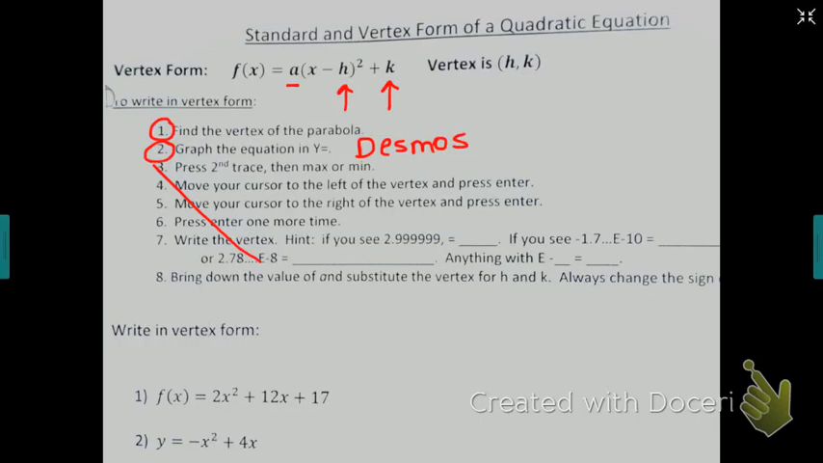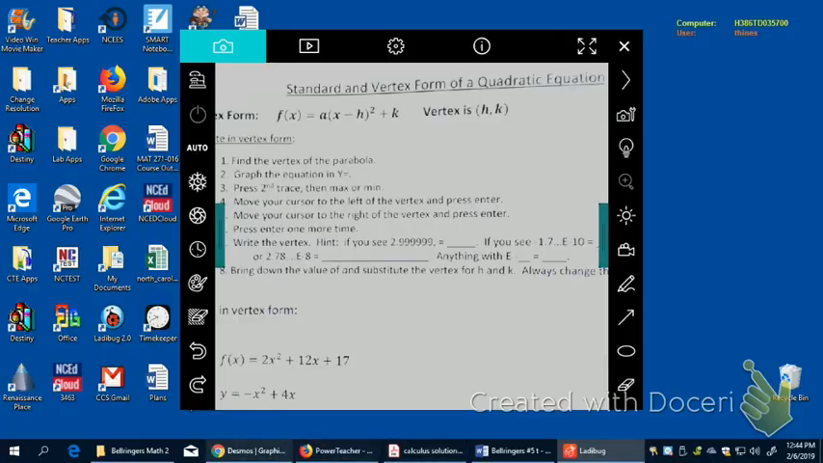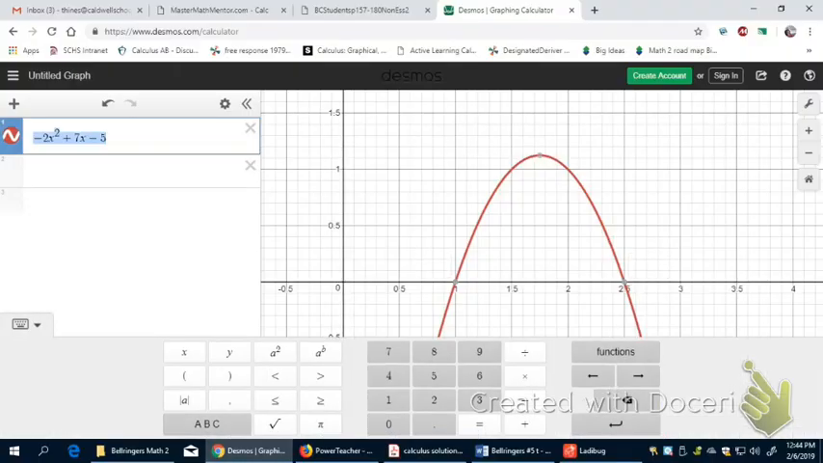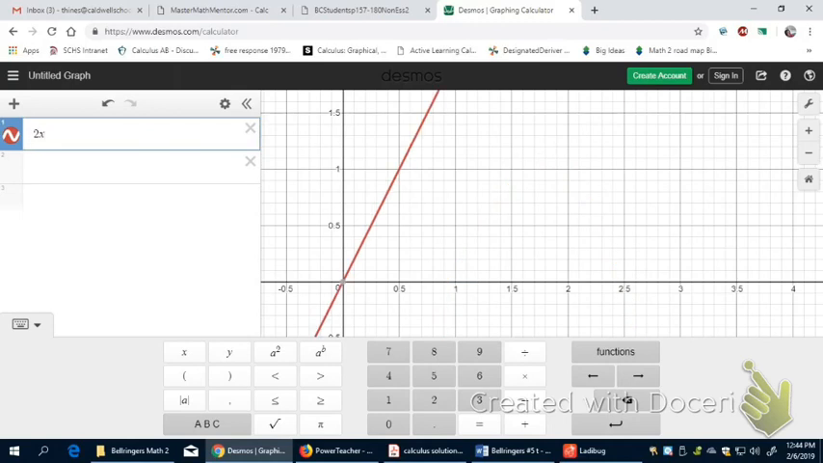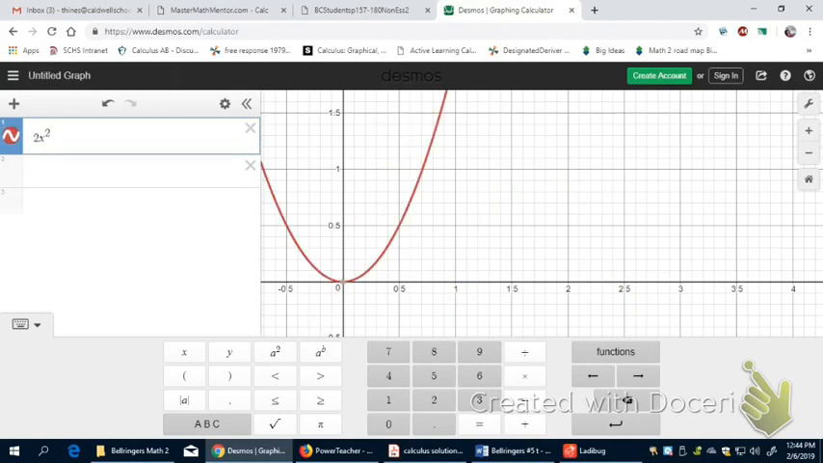Okay? So let's do one more. I'm going to do one more with you. Okay? We're going to do that first one. So 2x squared plus 12x plus 17. Okay, so let's go to Desmos. And put in 2x squared plus 12x plus 17.